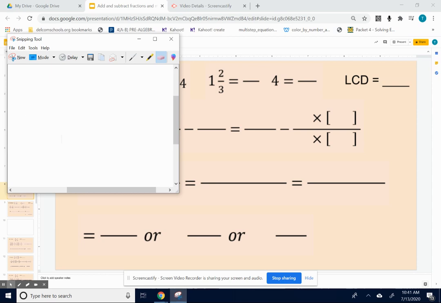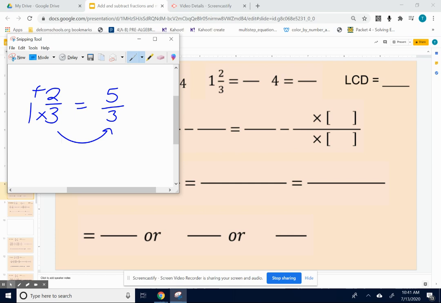I think most of you, if you're wanting to change a mixed number into a fraction, you do multiply, add, drag. Okay, multiply the 1 and the 3, and then add the 2. Okay, 1 times 3 is 3, plus 2 is 5. Okay, that's the multiply, add, and then you drag over the 3.